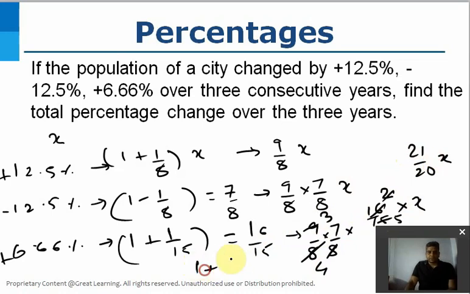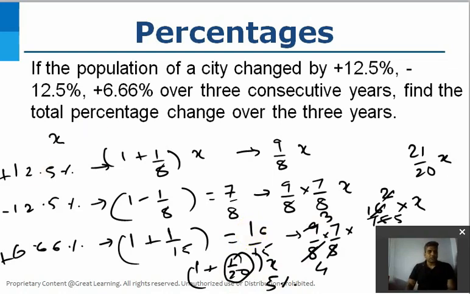That is, 1 plus 1 by 20 x. 1 by 20 is the increase which we got. In terms of percentage, what will it be? It will be 5%. 1 by 20 is equivalent to 5%. So this is the way we tackle different questions here.